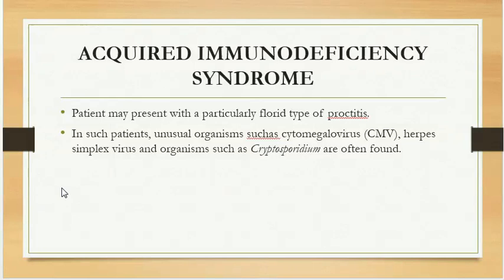HIV infection, acquired immune deficiency syndrome, may also be associated with proctitis. Patients may present with a particular fulminant type of proctitis. These are patients of HIV infection. In such patients, unusual organisms such as cytomegalovirus, CMV, herpes simplex virus, and organisms such as cryptosporidium are often found, and they are the cause of proctitis in HIV infection.